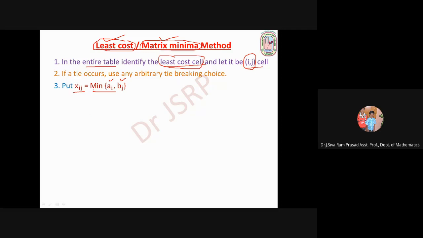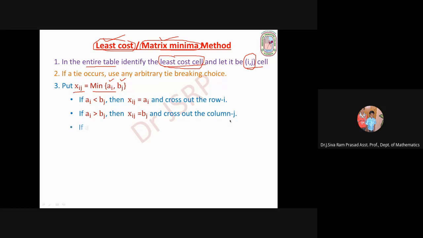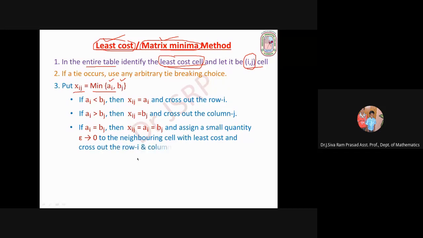So xij equals minimum of ai, bj. As usual, we have three possibilities. If ai is less than bj, then the minimum is ai. That means the row constraint is satisfied, so cross off row i. Another possibility, if ai is greater than bj, then the minimum is bj. That is, the column constraint is satisfied, so cross off column j. Third possibility, if ai equals bj, then xij equals ai and bj, and in this case we get a degenerate solution.